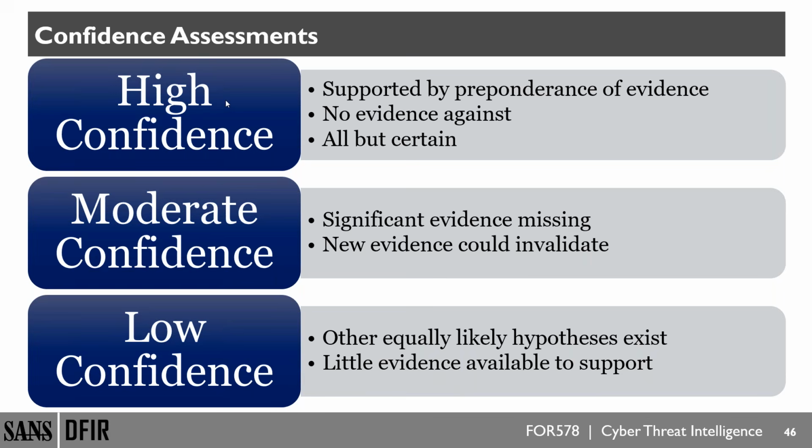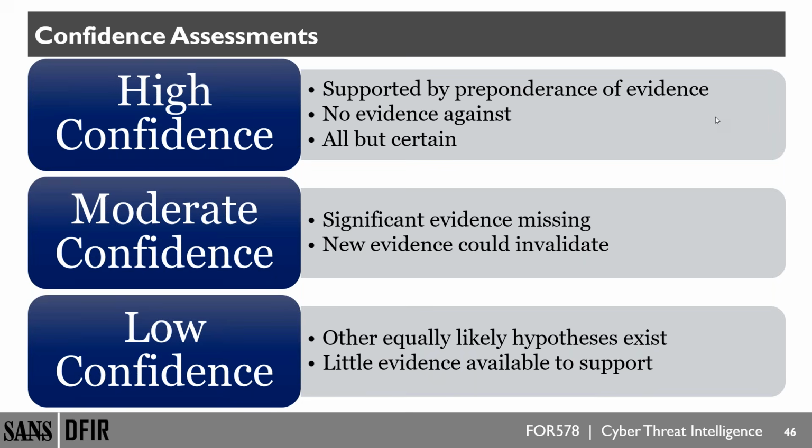If it's low confidence, maybe that means there are other hypotheses that exist. Maybe we don't have a ton of evidence, but there's still evidence to support that assessment. That's low confidence. Moderate, well, maybe you have some evidence missing, or there's something new that might invalidate that. So moderate. High confidence should be pretty rare, again, because you have no evidence against something. You'd need to hit that level to have this high confidence threshold as you would choose to define it.